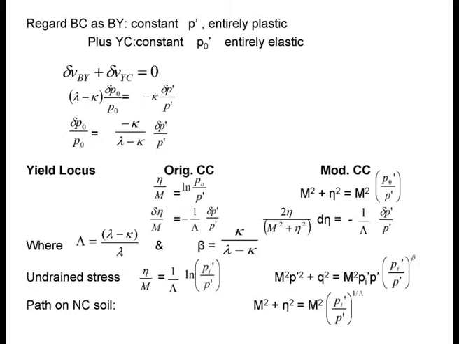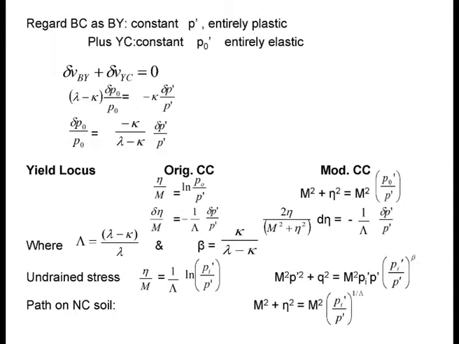Now, the undrained stress path for normally consolidated soil. For the original Cam Clay, I think I already showed you by mathematics this undrained stress path. Remember this one over capital lambda? That's what allows it to go above the U locus, and capital lambda is lambda minus kappa over lambda. For the modified Cam Clay, you can express it as something like this, or this. This has a similar effect. Beta is defined as kappa over lambda minus kappa.